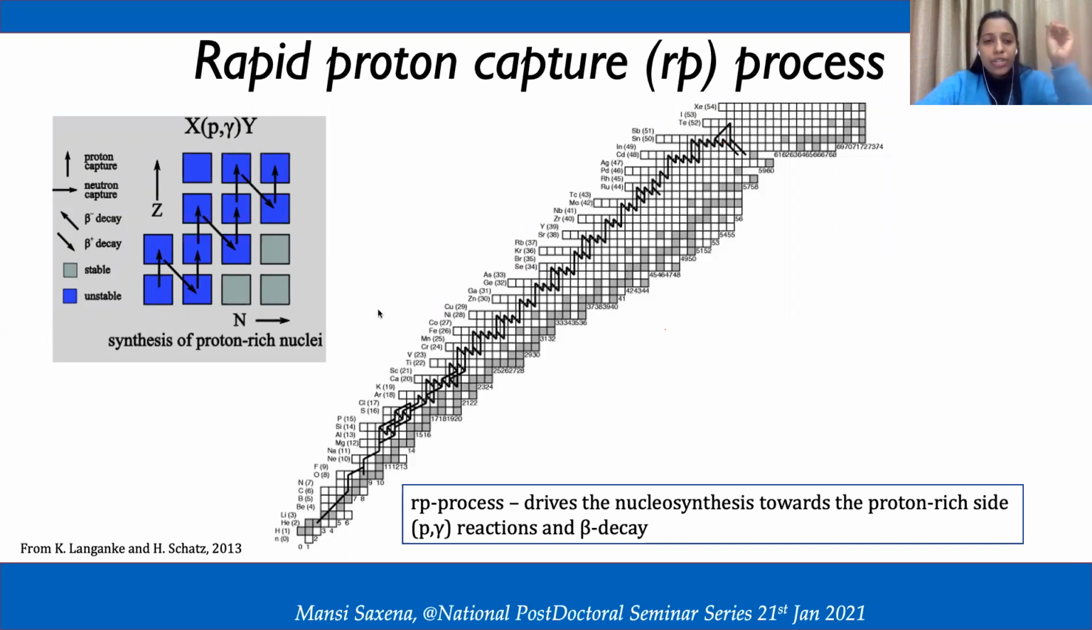Now, at low temperatures, both these reaction rates are comparable, so the rp process will run close to the line of stability. But at higher temperatures, the (p,gamma) reactions occur more rapidly than the beta decay reaction, and hence the reaction path will now run closer to the proton drip line.